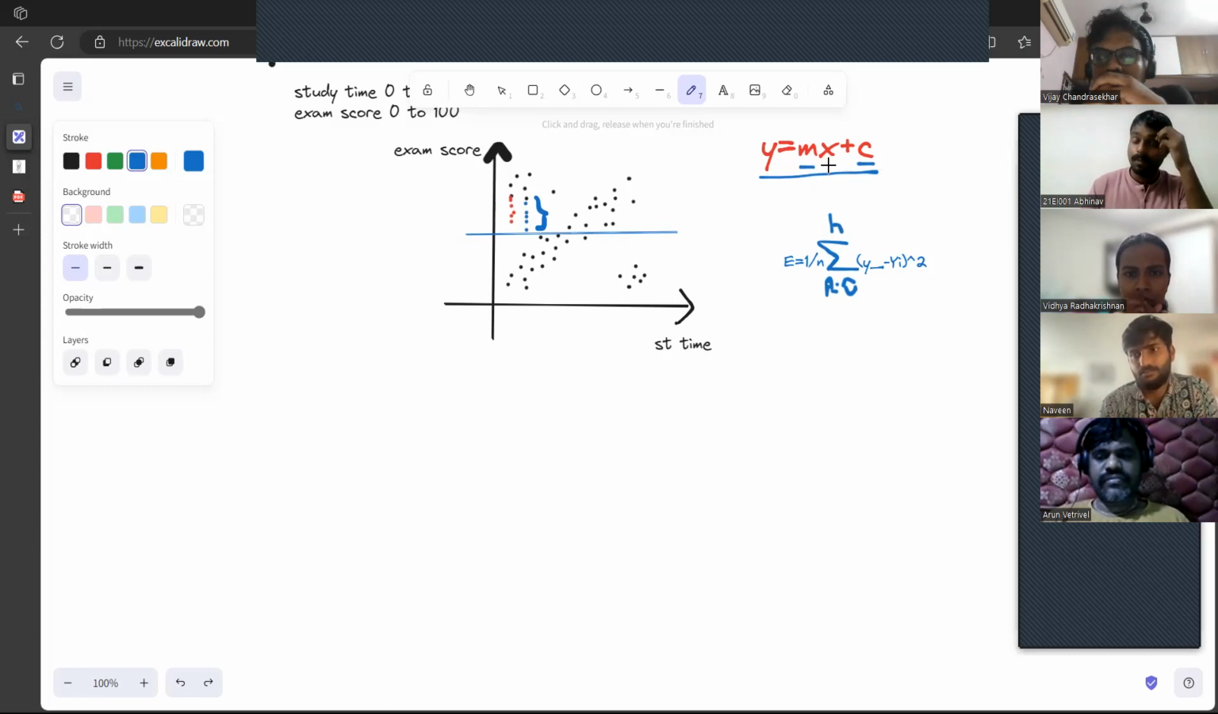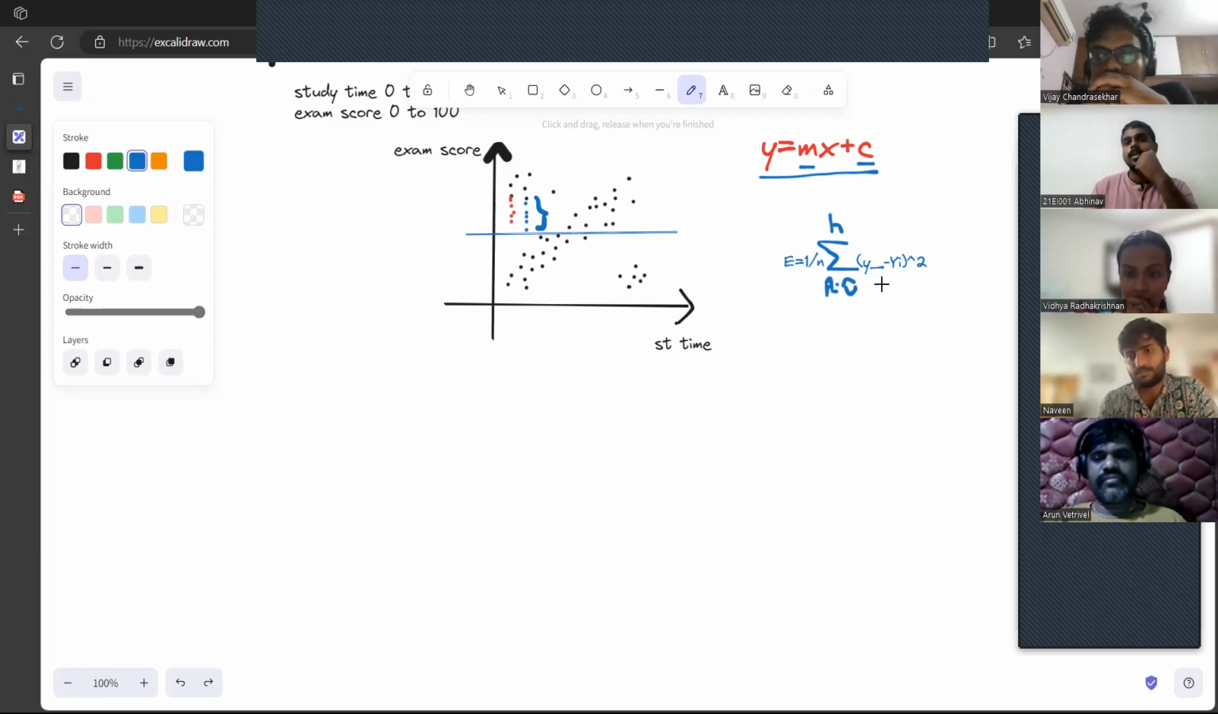Actually, x is the variable, I think so. I didn't understand, sorry. X is the input variable. By adjusting the value of m and c, we can predict the best y value for the given x value. So now why is x not a variable in your cost function?